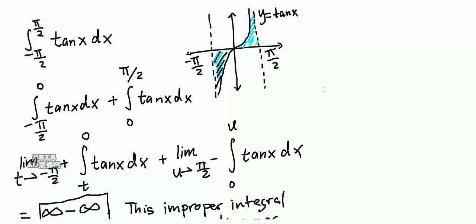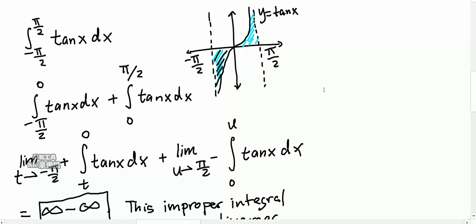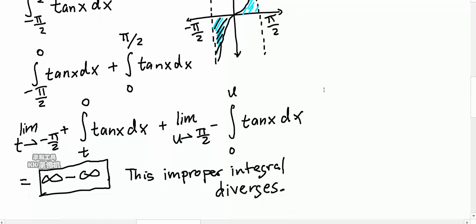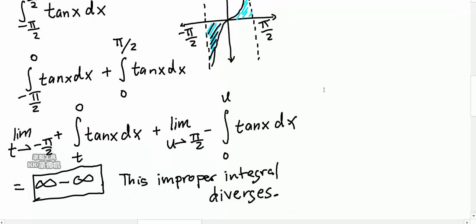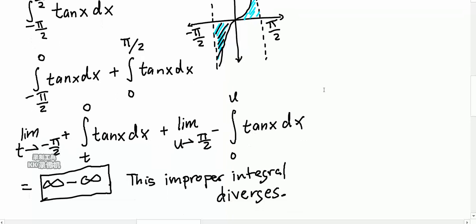We have seen in the last video that if we use traditional standard calculus 2 methods to evaluate this improper integral from negative pi by 2 to pi by 2 of tangent of x, we get an infinity minus infinity situation, and you would just say that this improper integral diverges. However, if we decide to use the Cauchy Principal Value, we will see that we can get a conclusive result.